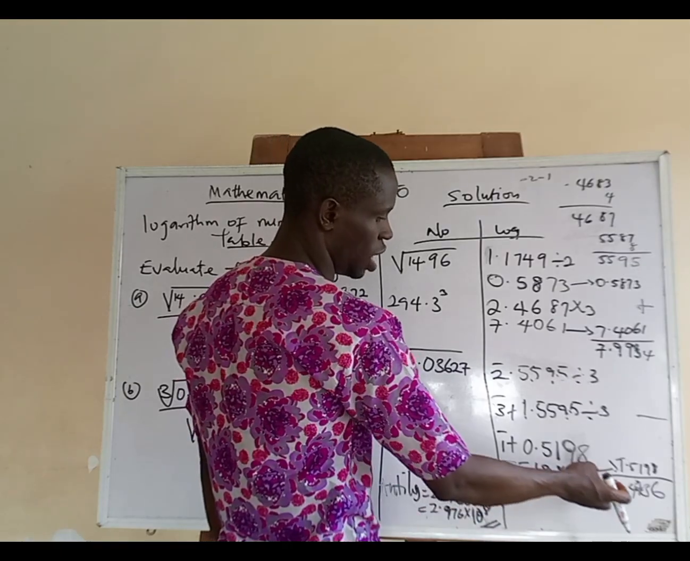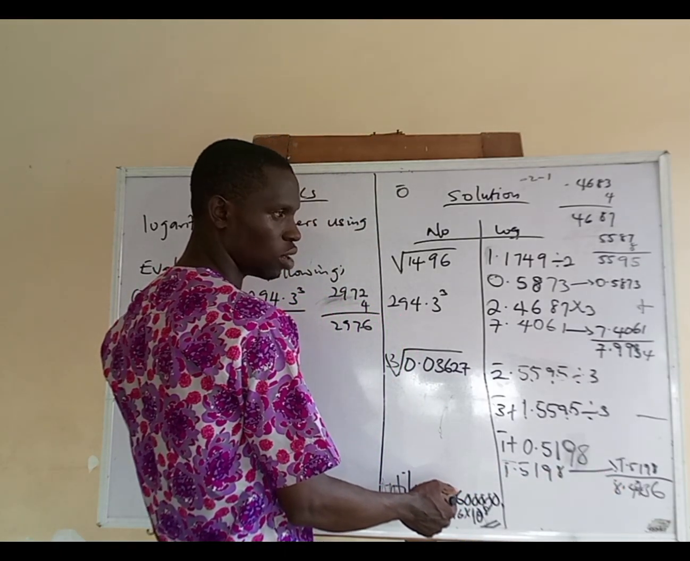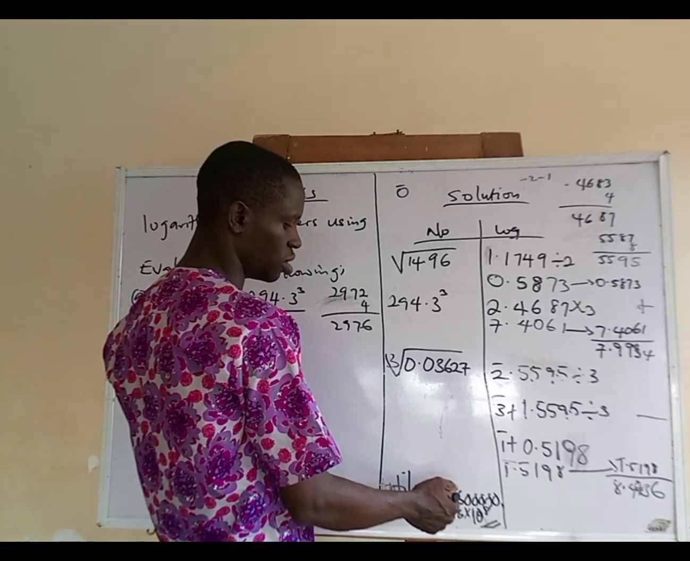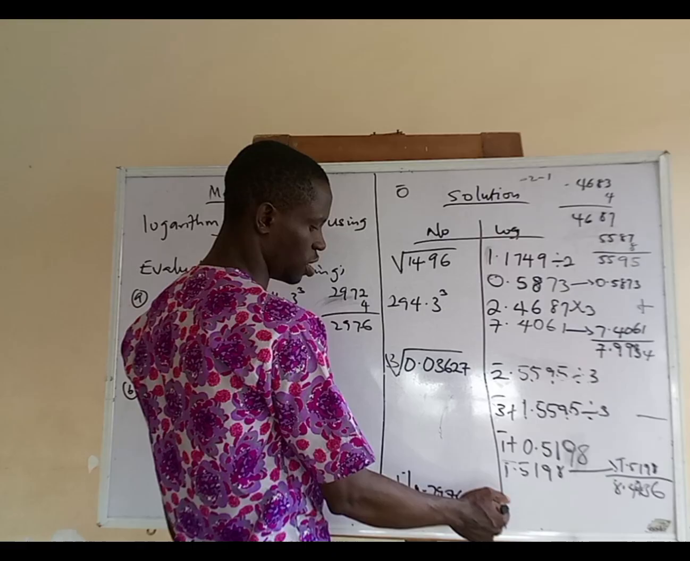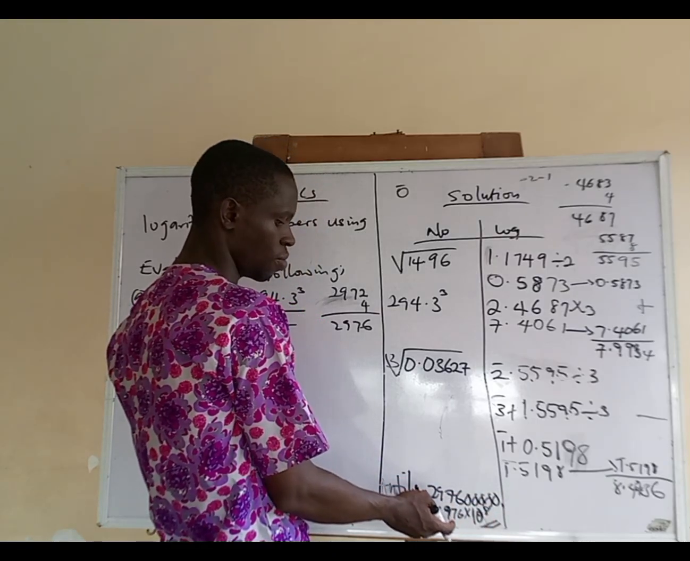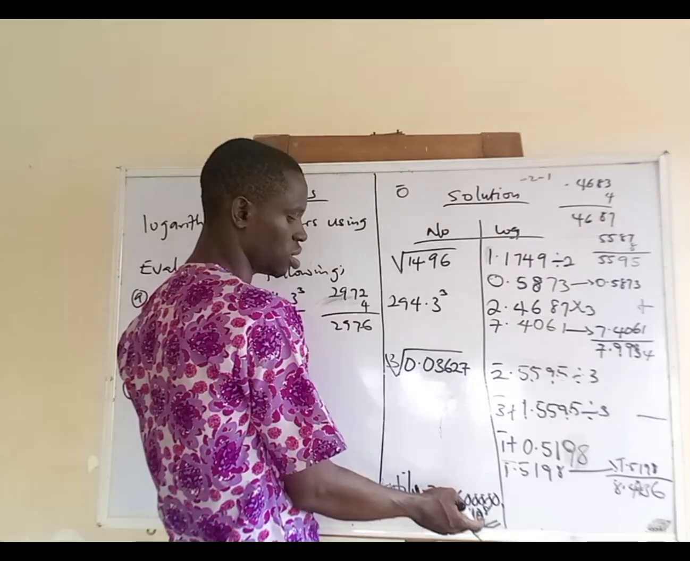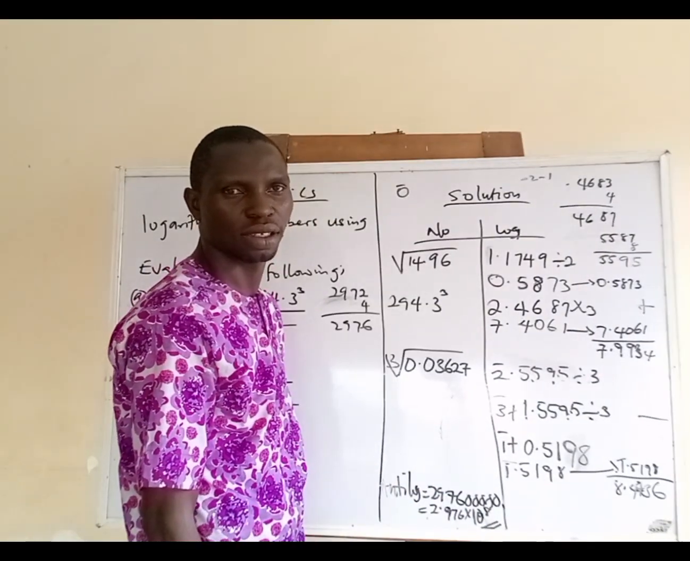Then you add 1 to the integer to make it 9. Then you move the point 9 times from the beginning. So 1, 2, 3, 4, 5, 6, 7, 8, 9. So you want to write it in standard form, you have 2.976 times 10 raised to power 8. I hope you understand that.